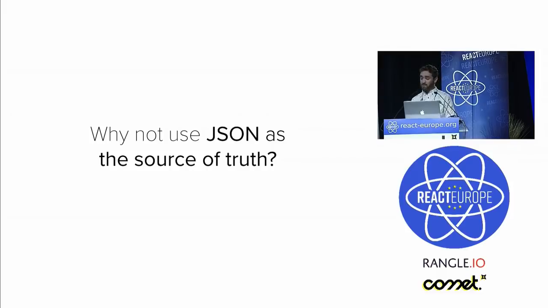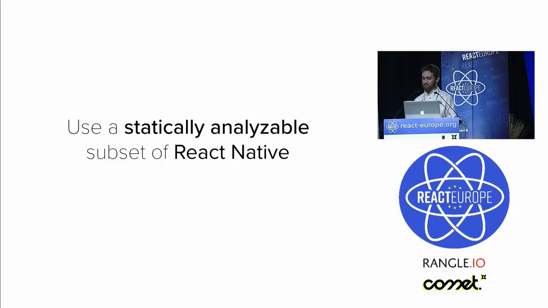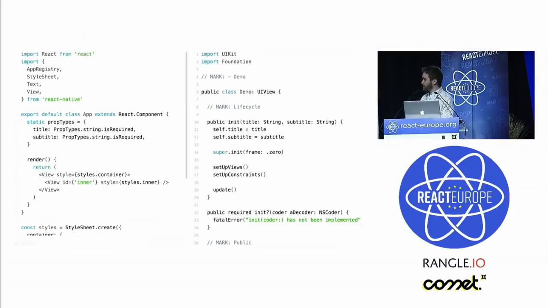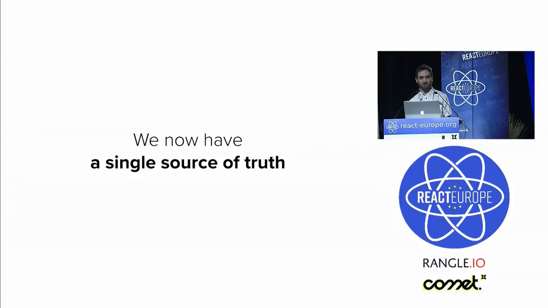So I think it makes much more sense to have the sort of canonical universal component format be actually React Native. So be a statically analyzable subset of React Native that can then be converted one-to-one to that JSON format, which is exactly what I was doing in my demo earlier. So I was extracting the important info out of the JSON and then converting it into Swift. So with this approach, we now have a single source of truth.